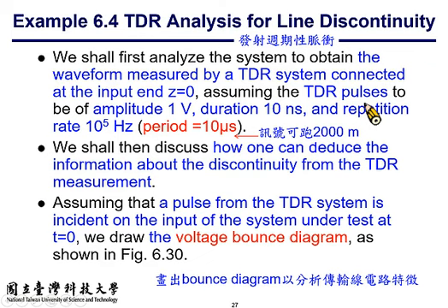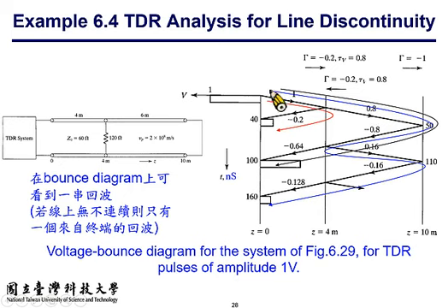pulse 所打出去的能量，应该在下一次 pulse 出现之前就已经死光光了。Alright, so let's begin our analysis using the voltage bouncing diagram. So here is the result. So you can calculate the amount of reflection using the bouncing diagram techniques.